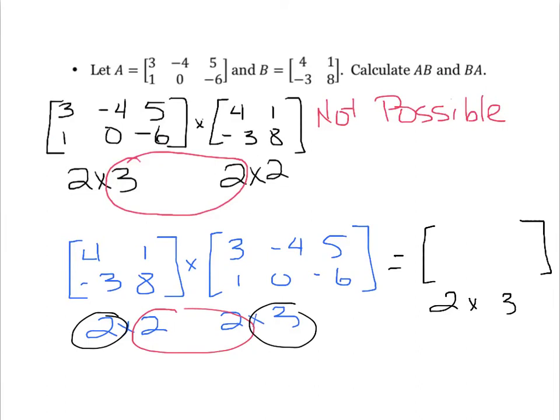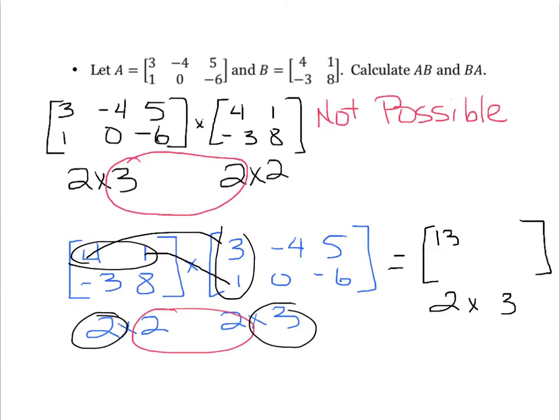Now this is quite an involved process. You start with the first row and the first column. So you say 4 times 3 plus 1 times 1. And that answer goes in the first spot. You do that again with the second column. 4 times negative 4 plus 1 times 0. That's negative 16.